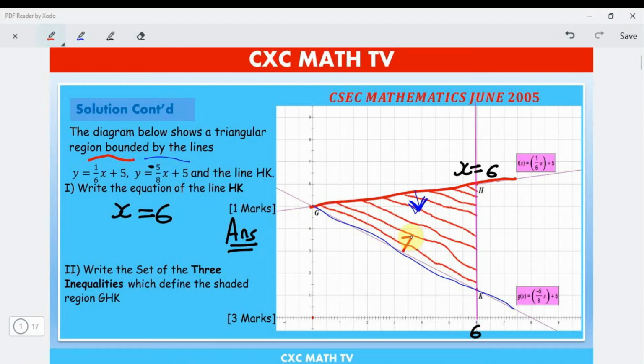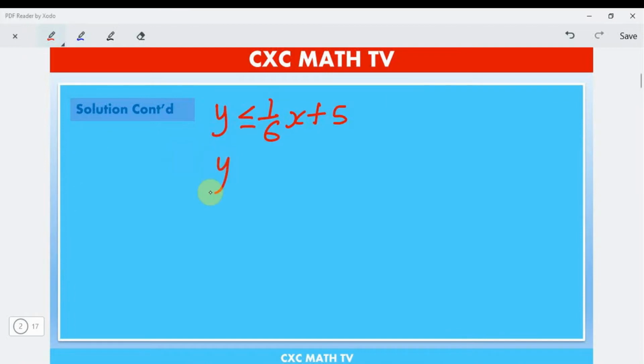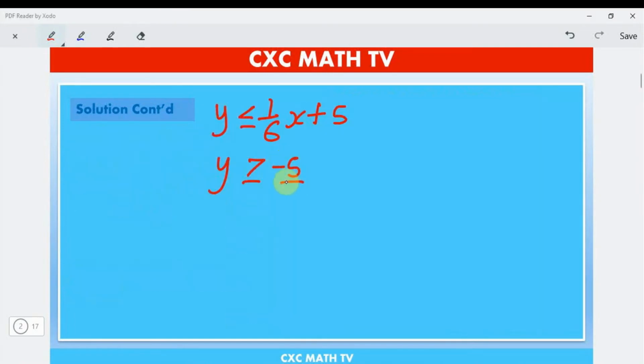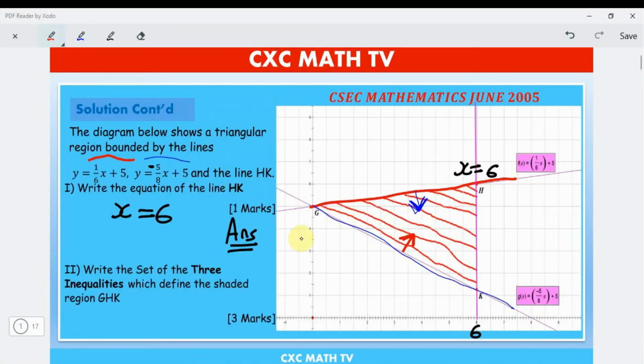Notice that we're above that line. This blue line here, we're above it. If we're above it, then we can write that y is greater than or equal to minus 5 over 8x plus 5. And then finally, the last line is the line x equals 6.